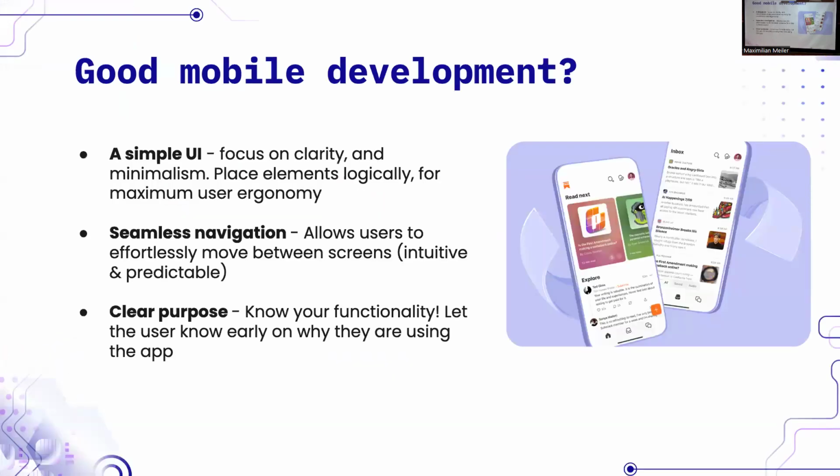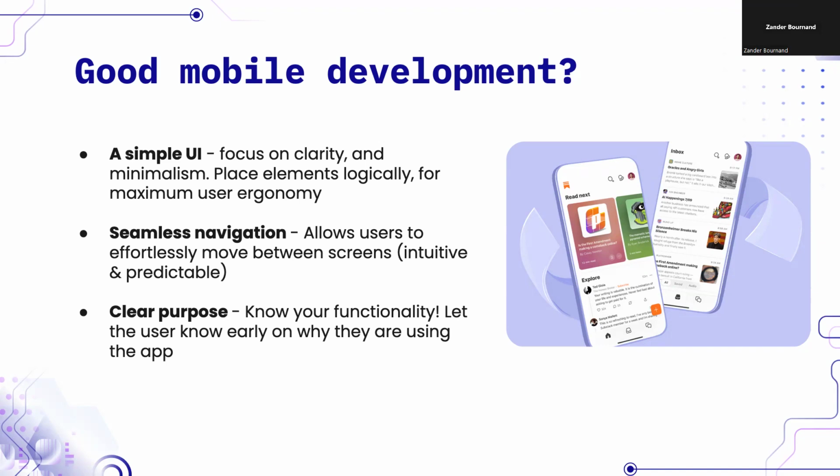So what is good mobile development? And yes, this might be slightly subjective, but there still is some ground truth in it. First, a simple UI. You want to focus on clarity and minimalism. This example here is from Substack, if you guys know about it. It's a reading platform. You want to make it very easy for the user to interact with your platform, your app.